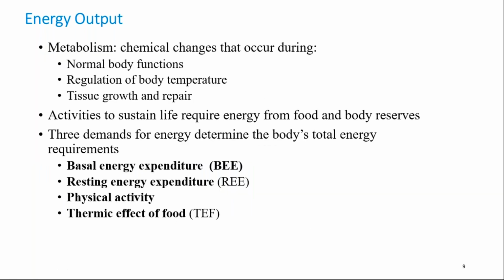So energy output. What is the energy output? One of the outputs is the metabolism of your body. That is the chemical changes that occur during normal body functions, the regulation of body temperature, tissue growth, and repair. All these activities to sustain your life require energy from the food that you take and the body reserves that you have.